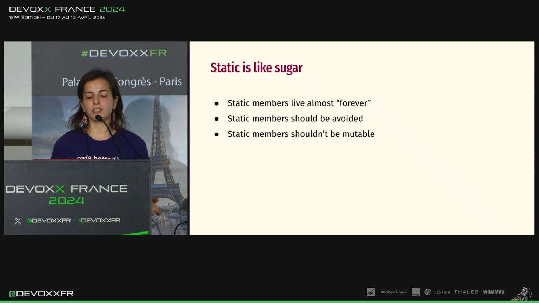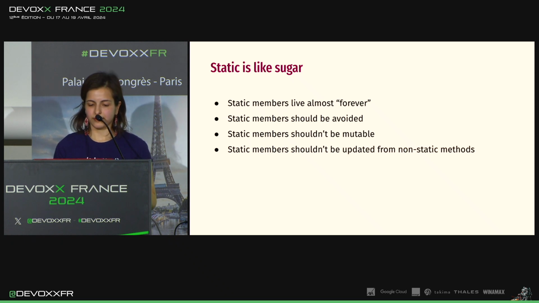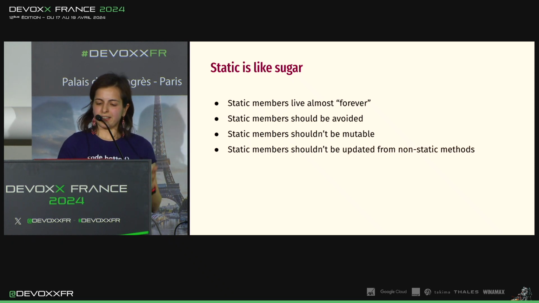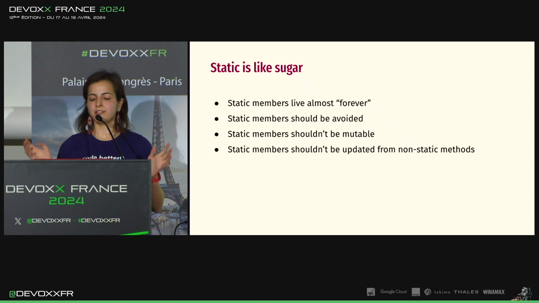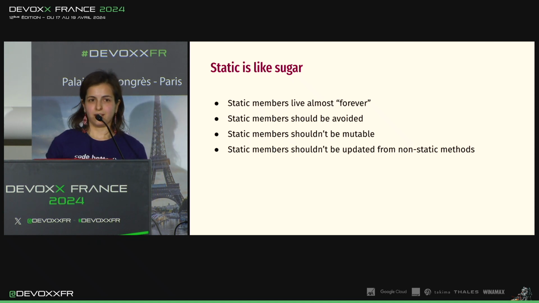Then static members, if you still need them, should not be mutable, because if they're mutable and if they're collections, they can grow very fast. And even if you need them to be mutable for some stupid reason, please don't make them updatable from non-static methods. So these are the things that we can control, by following these best practices with statics.